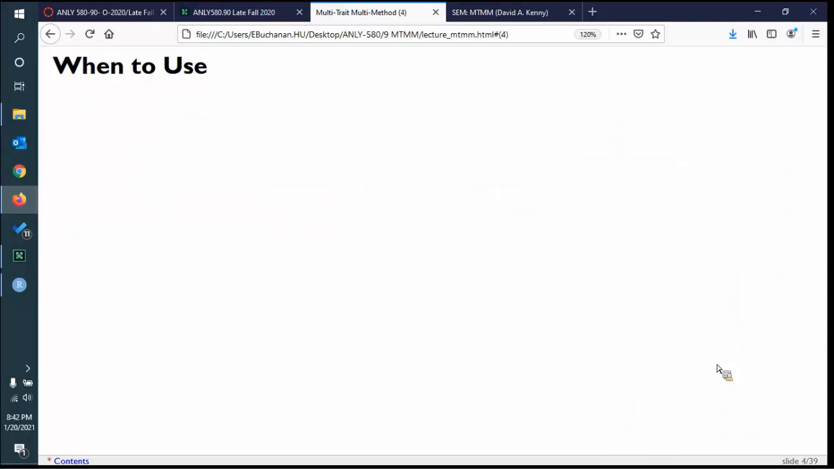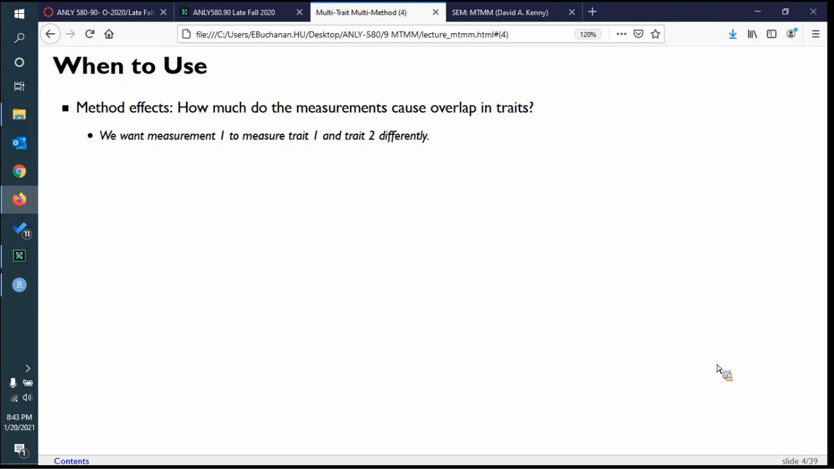The other form here is sometimes what's called method effects. How much do the measurements cause the overlap in traits? We'd like this to really be low, right? So we want measurement one to measure trait one and trait two differently. And how we'll really get into this here is we want to make sure that the traits are what we're measuring and not the methods, right?